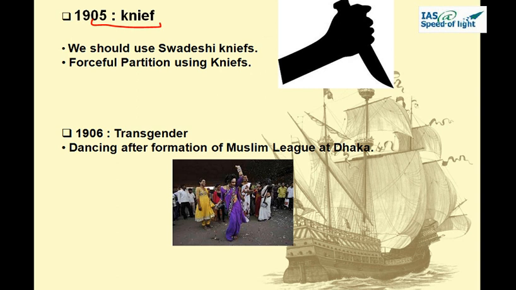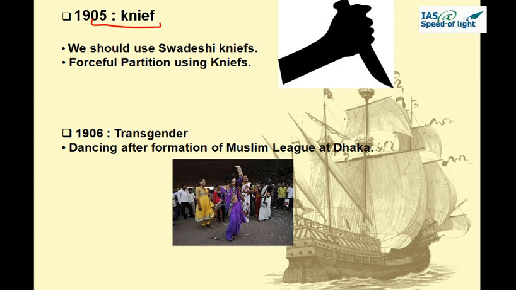So two things which we want to relate with year 1905: it was the Swadeshi movement. Now, Swadeshi is something which is made in our own country. Swa means our and Desh means country. So something which is made or manufactured in our own country. So Swadeshi knives and partition of Bengal.